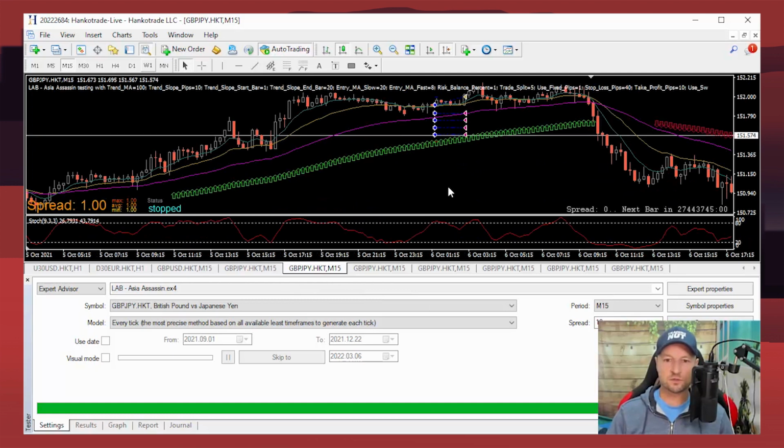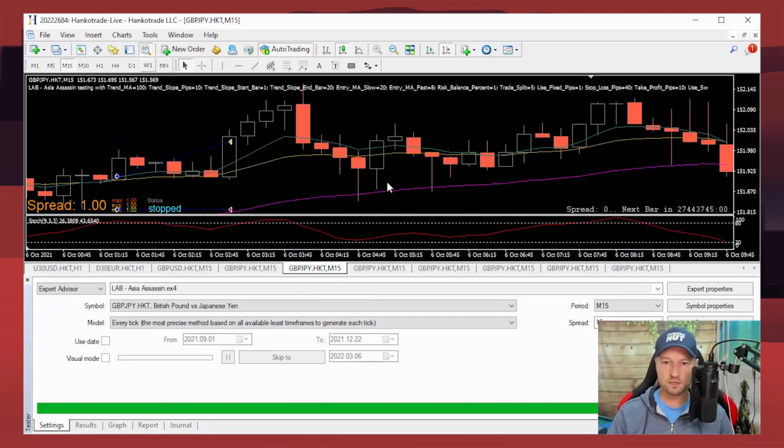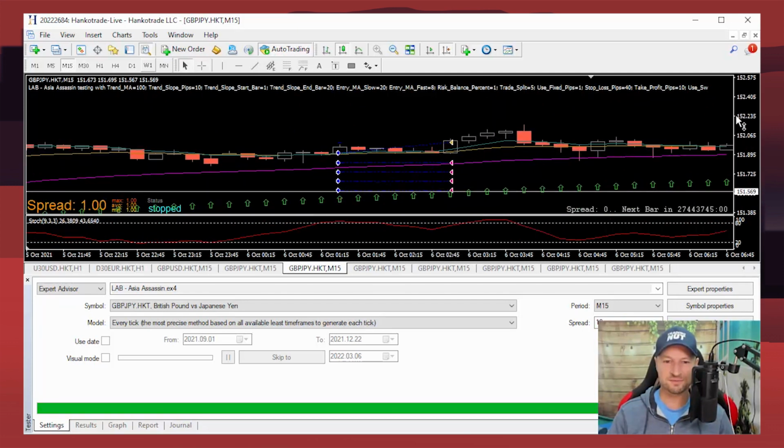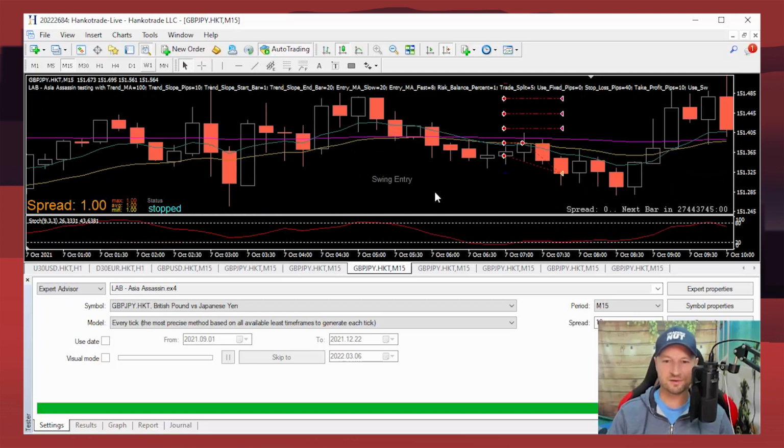This is your, what's this one? I think that's still the fixed pips. The next one is our percentage based exit.